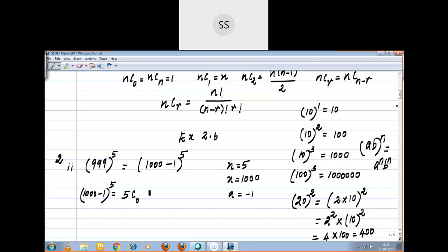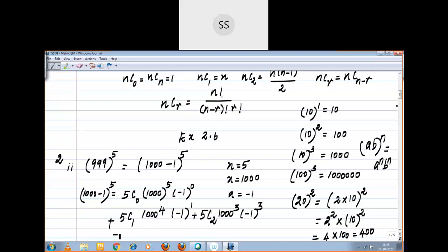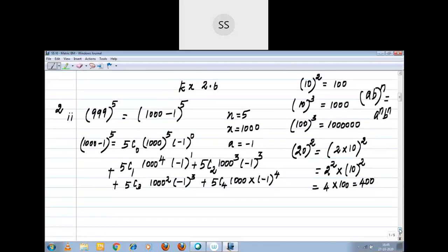Now, (1000 minus 1) the whole power 5 equal to 5C0 1000 power 5 minus 1 the whole power 0, plus 5C1 1000 power 4 minus 1 power 1, plus 5C2 1000 power 3 minus 1 the whole power 2, plus 5C3 1000 square minus 1 the whole power 3, plus 5C4 1000 into minus 1 the whole power 4, plus 5C5 1000 power 0 minus 1 the whole power 5.